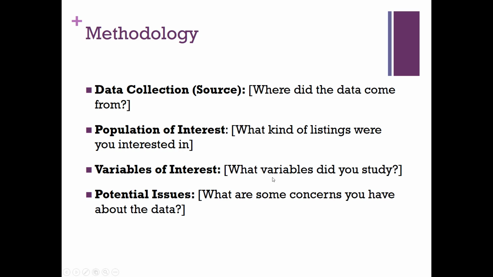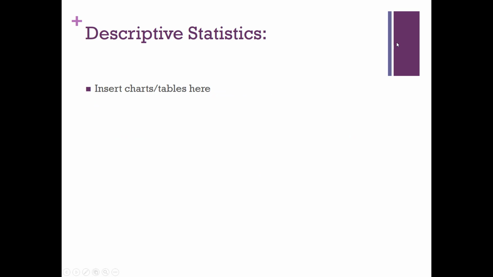So I do have some guiding questions here. Where'd the data come from? What kinds of listings were you interested in? What variables did you analyze? And what are some issues you have with the data? Here's a slide where I have my descriptive statistics ready to go. So I'll put in some charts and tables, maybe a pie chart or a bar chart.